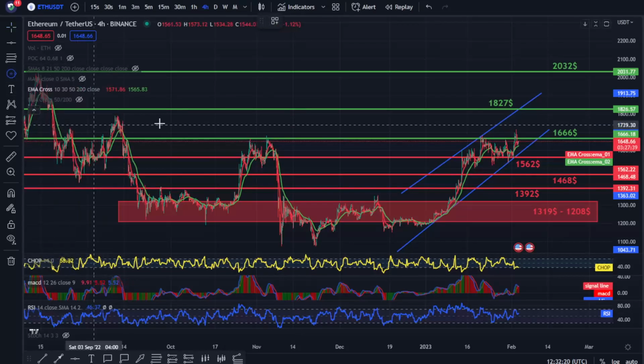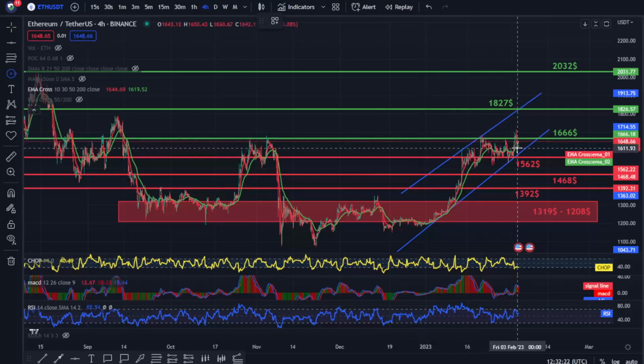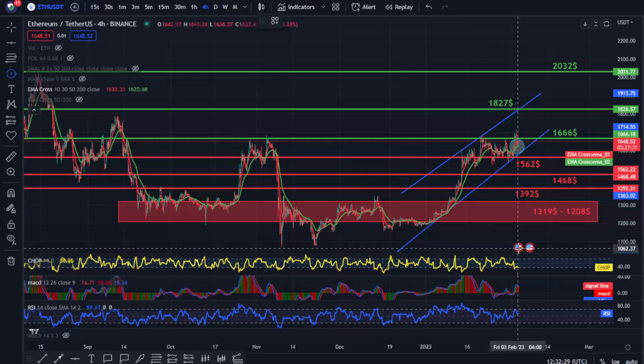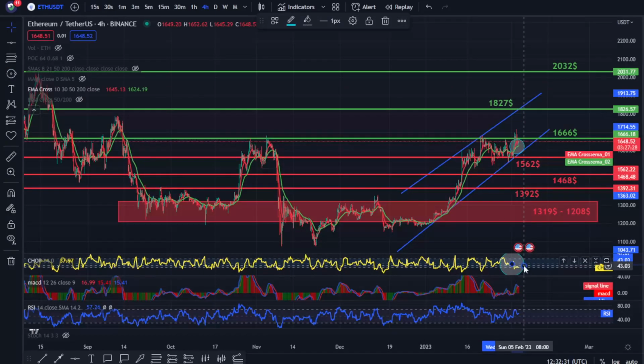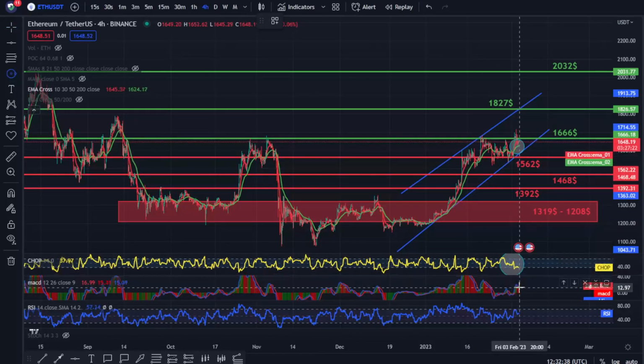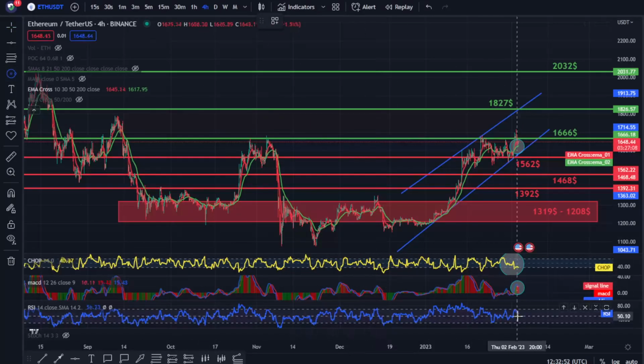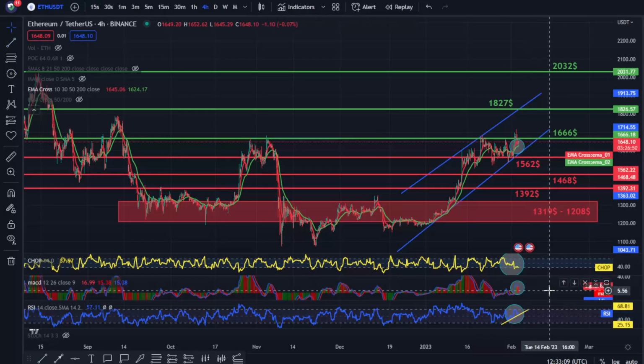When we turn on the EMA cross 10 and 30, we can see that they indicate an uptrend. The CHOP index indicates that the energy has been used. The MACD indicator is on the verge of entering a local downtrend. On the other hand, we see a rebound on the RSI, but we remain in an uptrend.